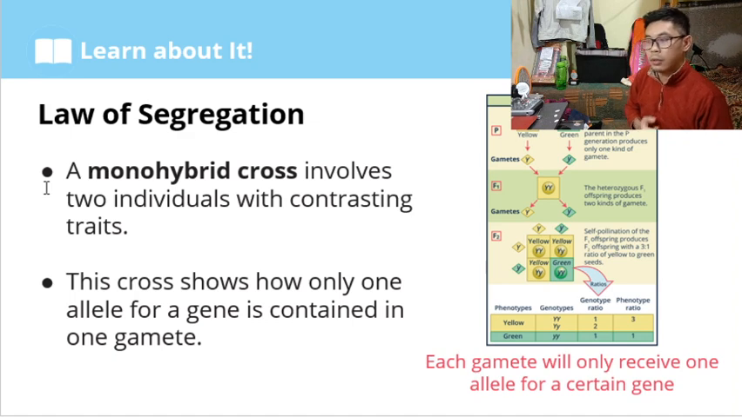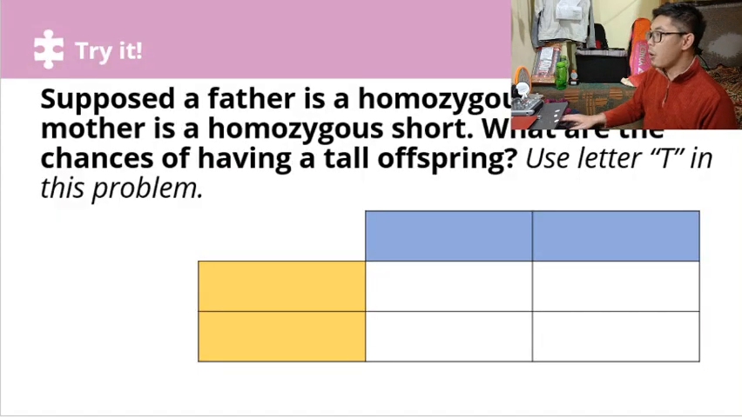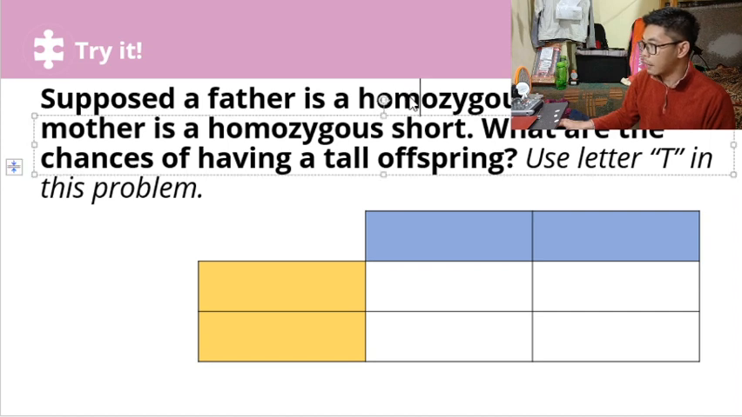Kaya sinasabi ko, i-divide natin to ngayon, and sa monohybrid cross lang muna tayo mag-stay. Alright. O ito na. Start tayo sa isang sample problem. Suppose a father is a homozygous tall and the mother is a homozygous short. What are the chances of having tall offspring? Pag sabi nating homozygous tall, pure, matangkad si father. Tapos homozygous short, ito naman si mother, pure na pandak. Gagamit tayo ng letter T.